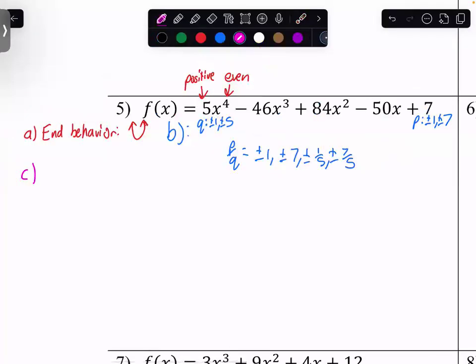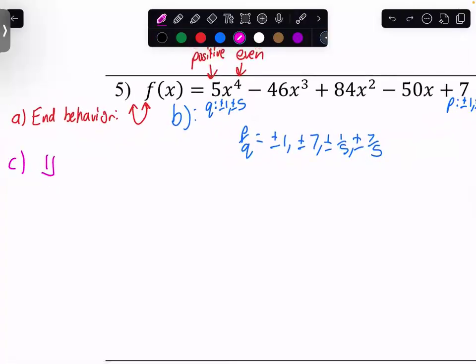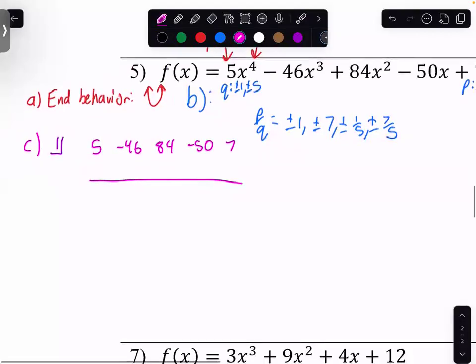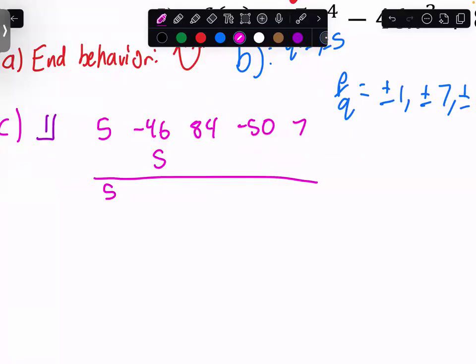+1, sure. Okay, so again, as Joey said, you can try to plug it in here, but I like to do it through synthetic substitution. So we've got 5, -46, 84, -50, and 7. Nothing is skipped, no zeros are necessary. Okay, 5 plus nothing is 5, times 1 is 5, plus -46 is -41, times 1 is -41, plus 84 is 43, times 1 is 43, plus -50 is -7, times 1 is -7, plus 7 is 0. Okay, good. Good pick. +1, therefore, is a root because the remainder is 0.